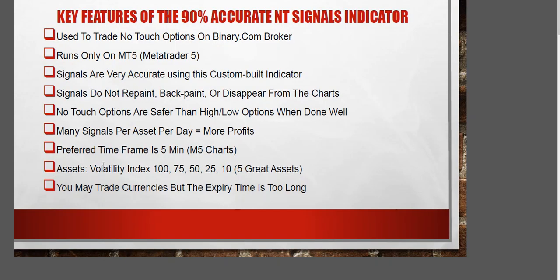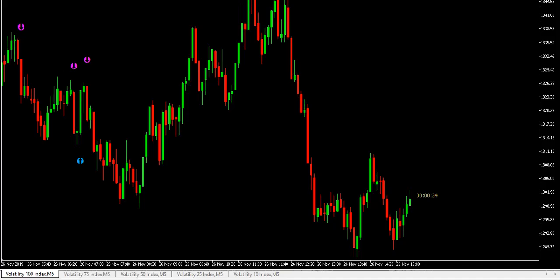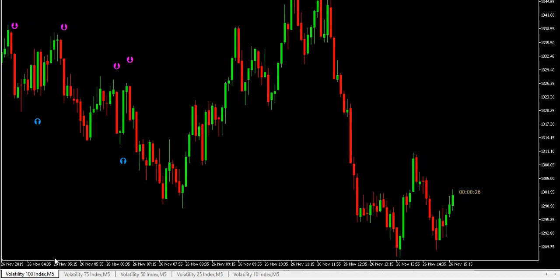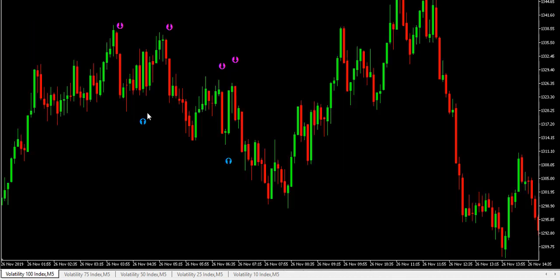Then we noticed also that you have so many signals per day. If you are trading all the five indices, then it's easy to have a minimum of 20 signals per day. My preferred time frame is 5 minutes. And as you can see again, with the many signals, of course, you are going to make more money. For example, today alone, let me show you.